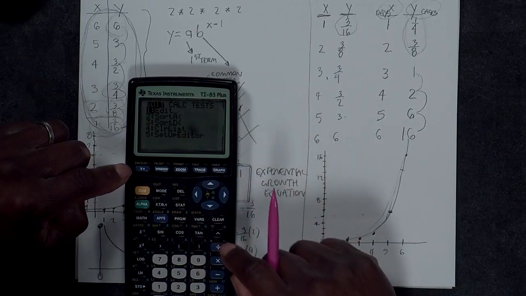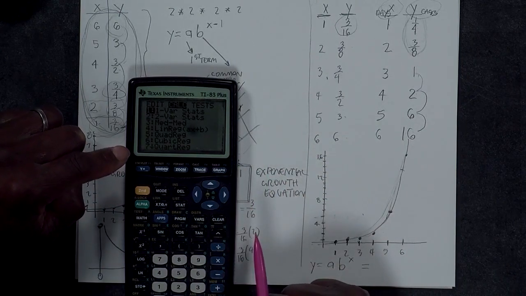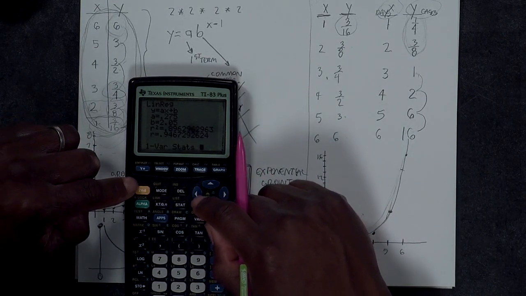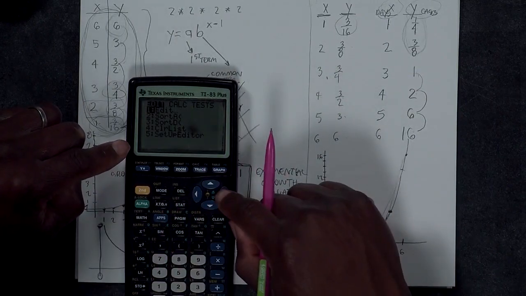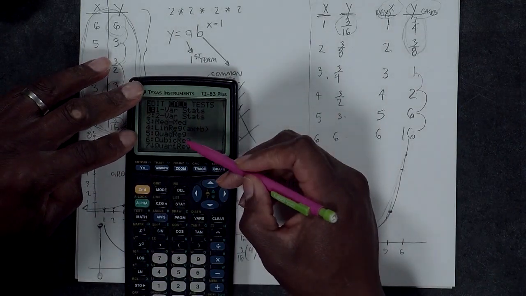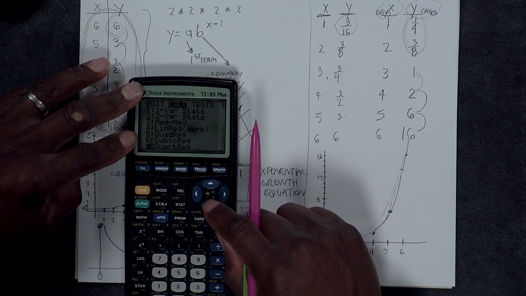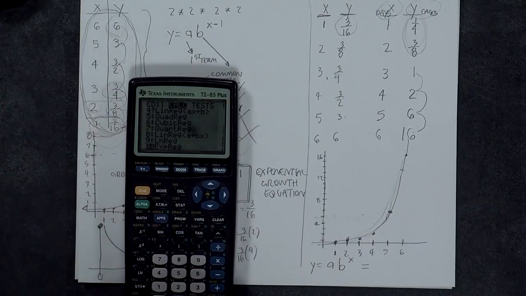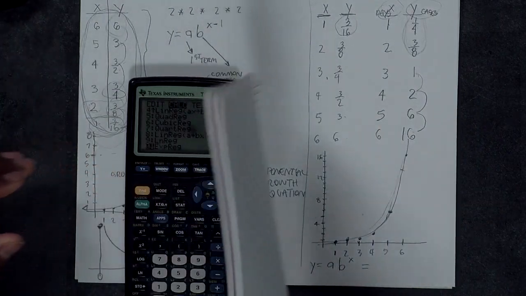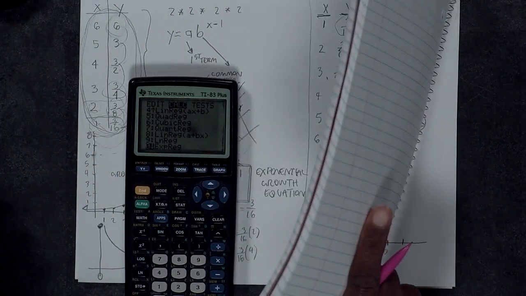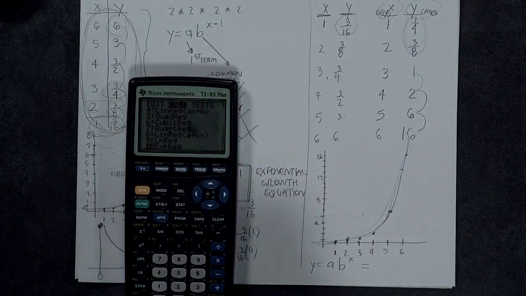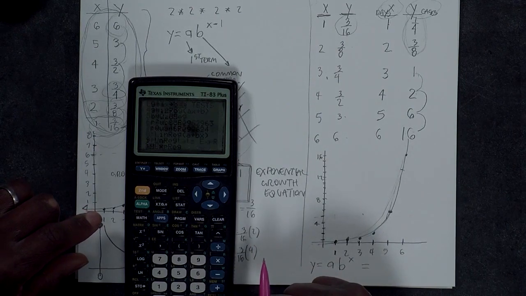Let's go to Stat, Calc, exponential regression. I don't know if you can see that. Try to get rid of the glare. Exponential regression. Yeah, you probably can't see it. Let's hit enter there.